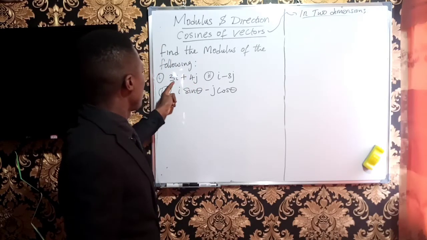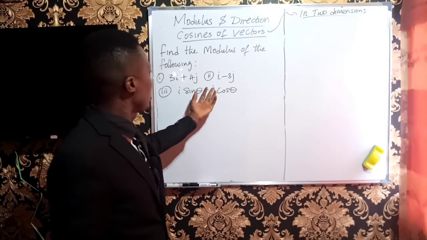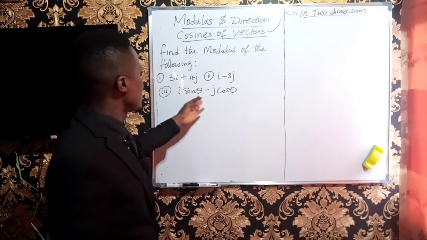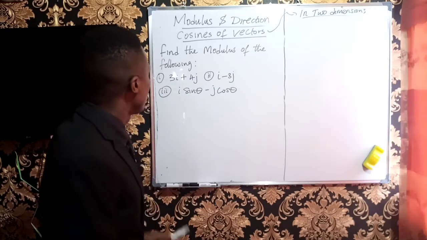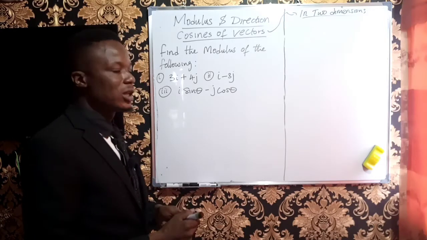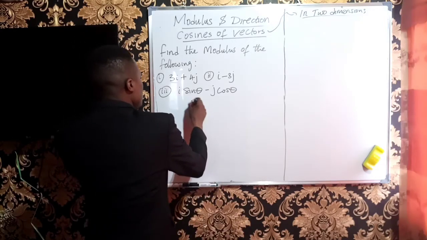Right, so we have this question at hand where we are asked to find the modulus of the following. The first one is 3i plus 4j. We have i minus 3j and i sine theta minus j cos theta. We are asked to find the modulus of these given vectors. So here is the solution.